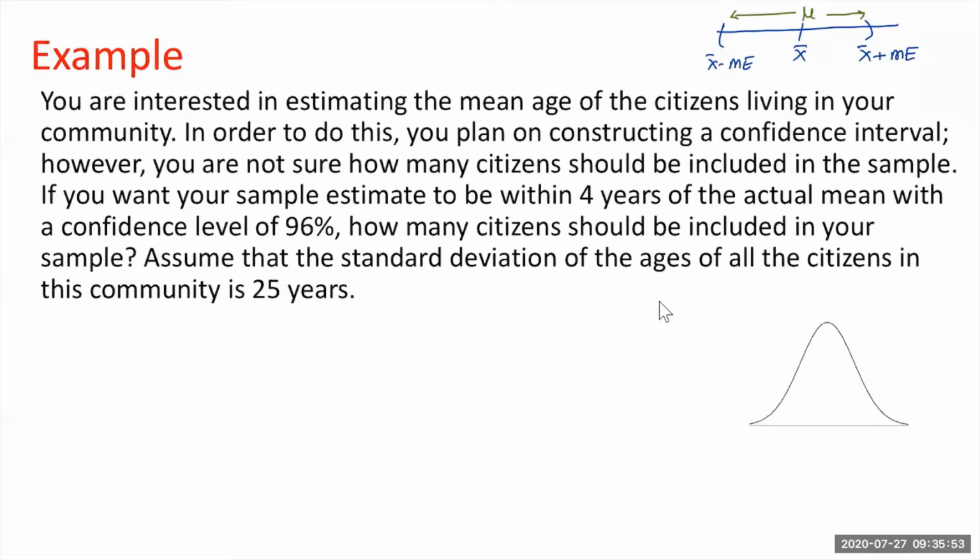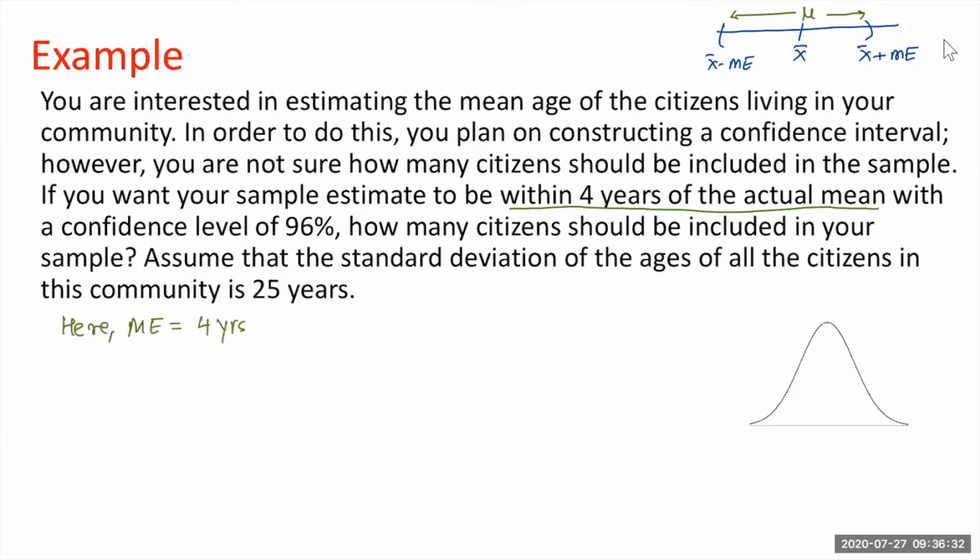But what they say here is, if you want to estimate to be within 4 years of the actual mean, the meaning of that is the true mean lies 4 years above or 4 years below the point estimate. So this 4 years is the margin of error that's given to you. Let's write that down. Here, the margin of error is 4 years. That is given to you.